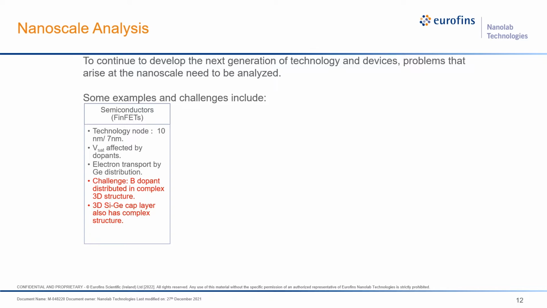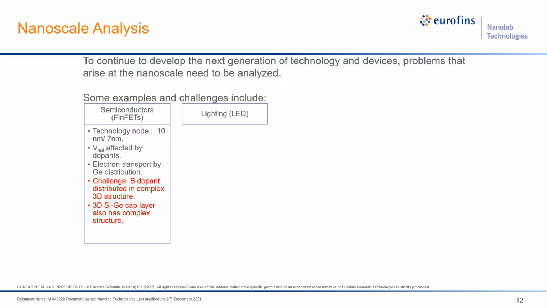They also contain germanium in the PMOS-related devices, which affect the electronic transport. So the challenge here is to look both qualitatively and quantitatively at the dopant distribution in this complex structure, specifically boron-based dopants, which, because of their light atomic number, are very difficult to analyze with other techniques, as well as looking at the silicon and germanium cap layer in the PMOS devices.